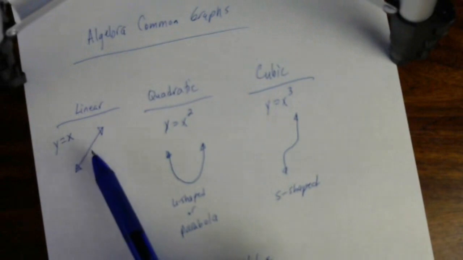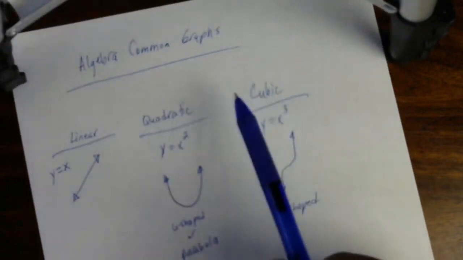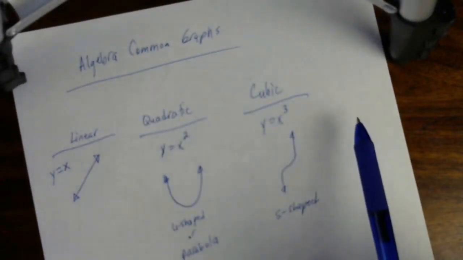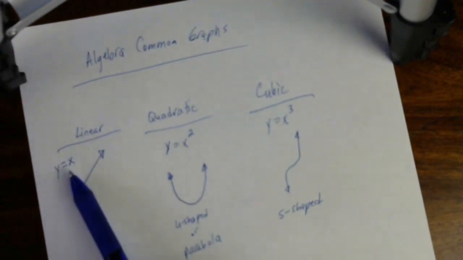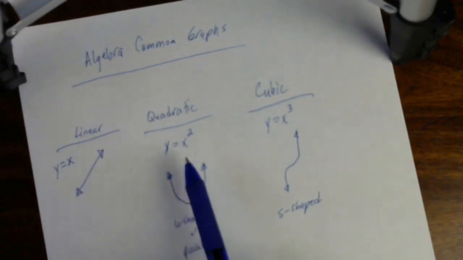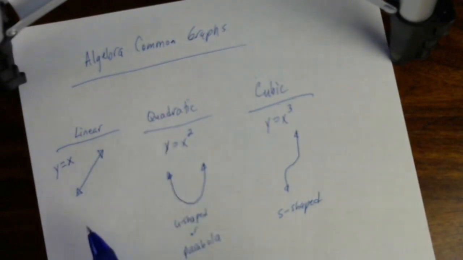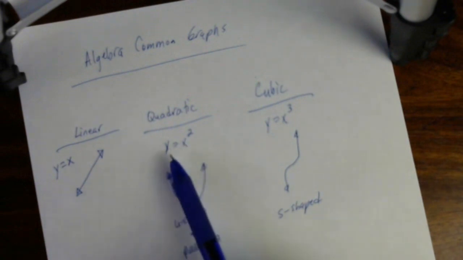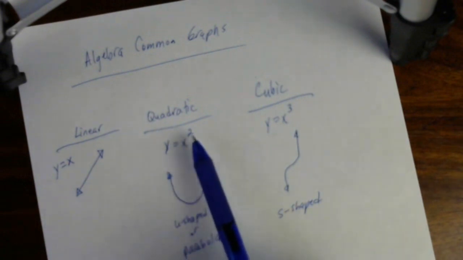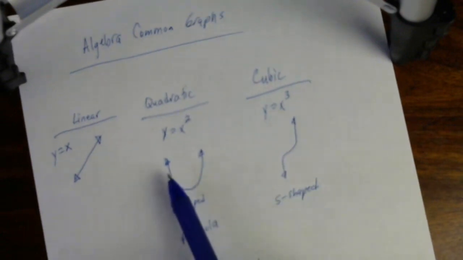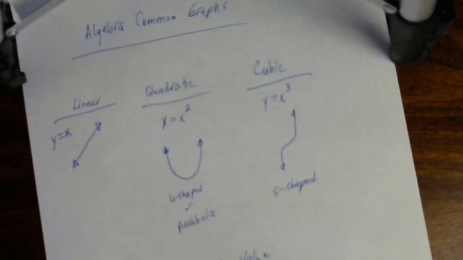All right, so just for the sake of the recording, we're going to talk about algebra's common graphs. Linear functions are in the form y equal to x, and when you graph a linear function, it produces a straight line. The next type of function is a quadratic function, and it's in the form y equal to x squared, square being the largest power on the variables. It produces a U-shaped graph or parabola.